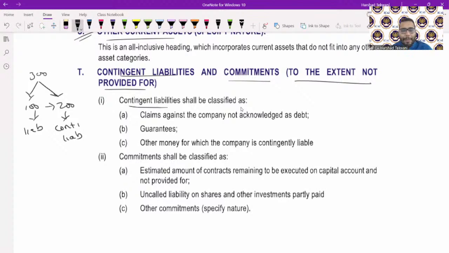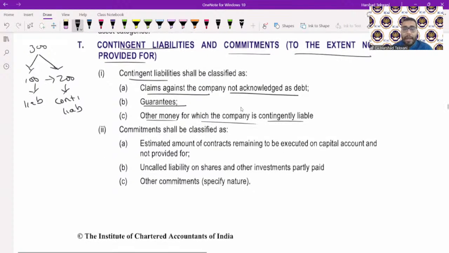So first, contingent liabilities. Contingent liabilities means claims against the company not acknowledged as a debt. Otherwise, if you acknowledge them as a debt, it will become part of your liability. Guarantees, other money for which the company is contingently liable. These are the 3 categories for contingent liabilities.